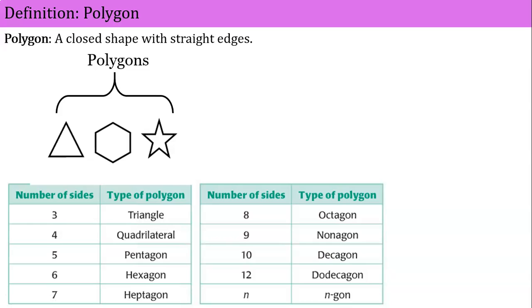You might be wondering why this list skips 11 and why it doesn't keep going. I actually don't know why, but those polygons we just call 11-gons, or if it had 65 sides, 65-gon. All right, so it's only these polygons that get special names. Any other polygon, you just say however many sides it has, and then the word gon.